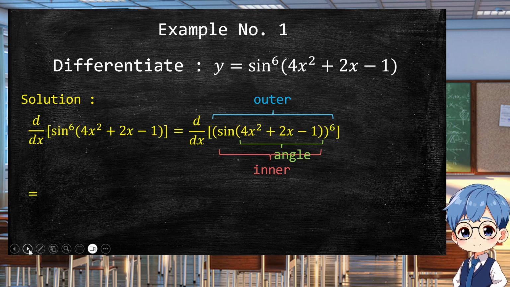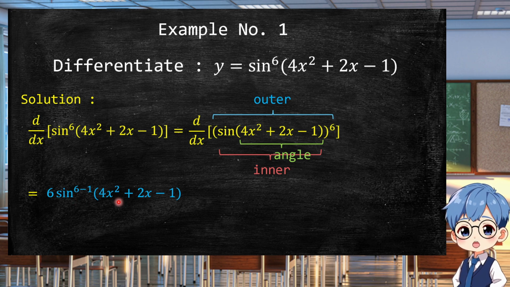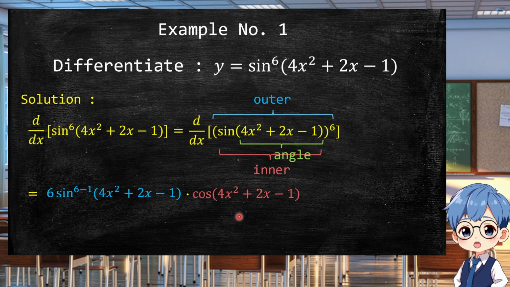Applying the chain rule, starting with the derivative of the outer function, we bring down 6, the exponent, and then we subtract 1 from 6. Instead of writing it in this manner, we can also write it this way so that it is easier to read. So we have sine to the power of 6 minus 1 of 4x squared plus 2x minus 1, followed by the derivative of the inner. The derivative of sine is cosine, so we have times cosine of 4x squared plus 2x minus 1.